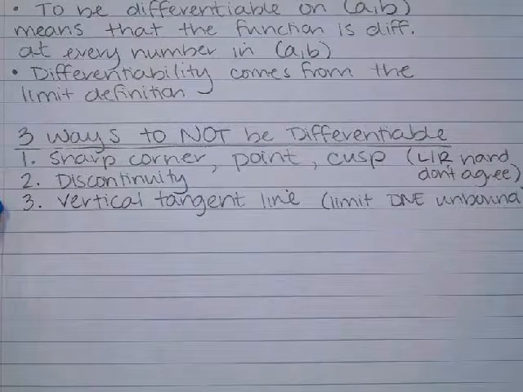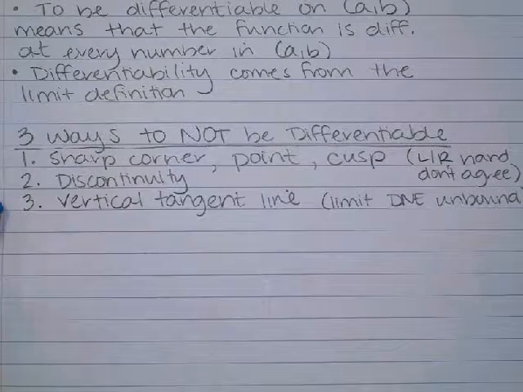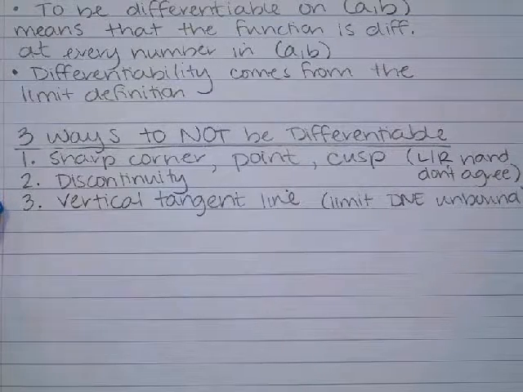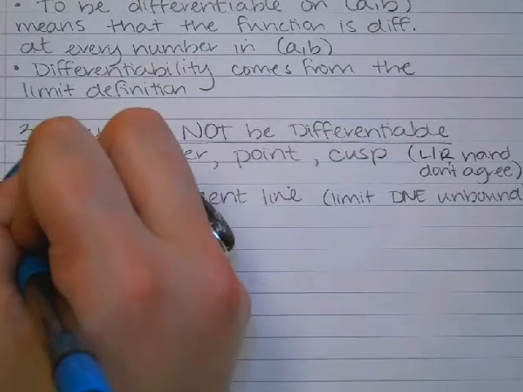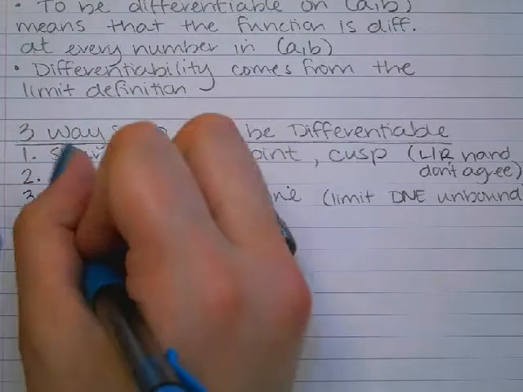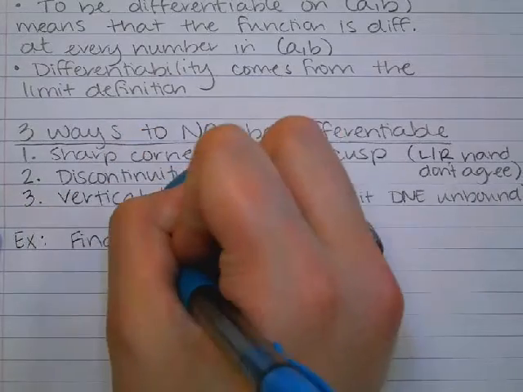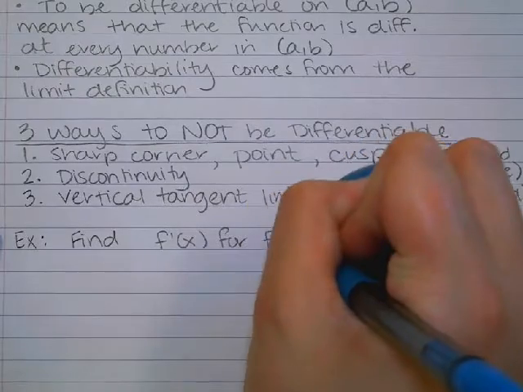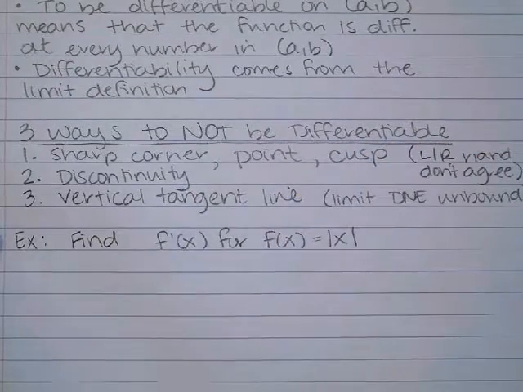All right, so when we start to discuss why something is or is not differentiable, the most interesting cases are going to be piecewise functions because they have a lot going on. We will typically look at piecewise functions because we have to check the different slopes and things like that. So here's an example. We're going to find f prime of x for f of x equals the absolute value of x.